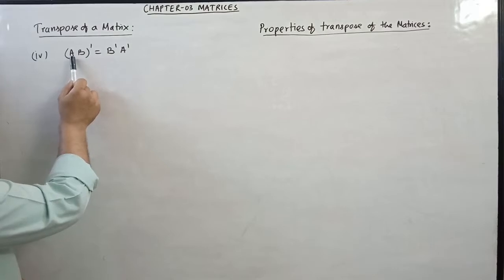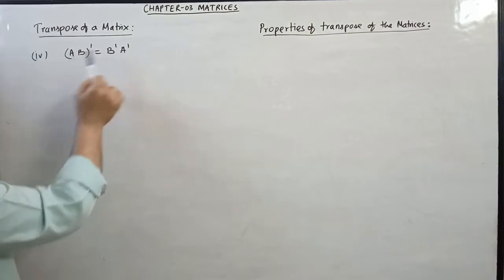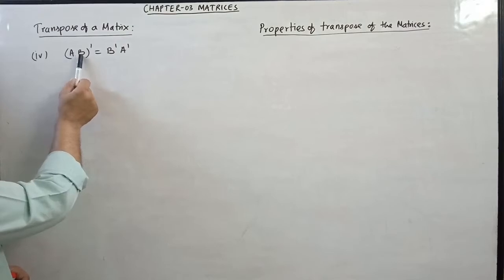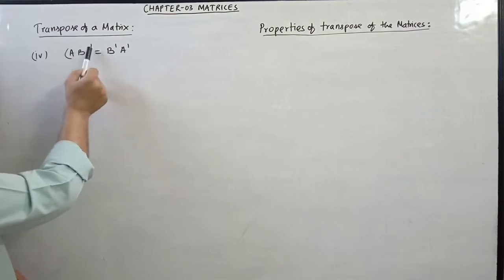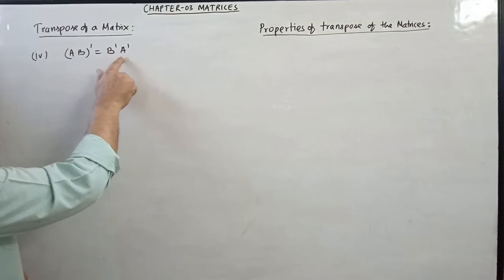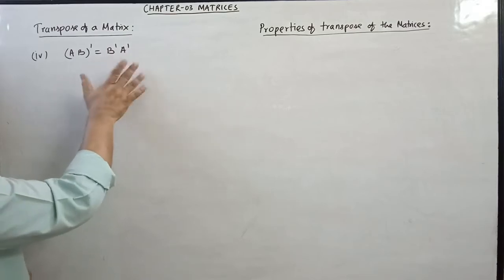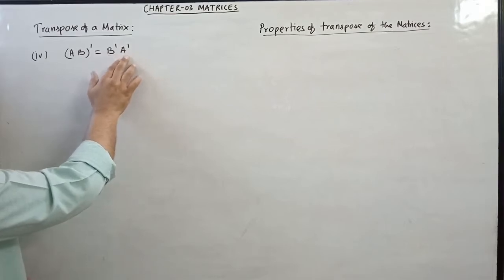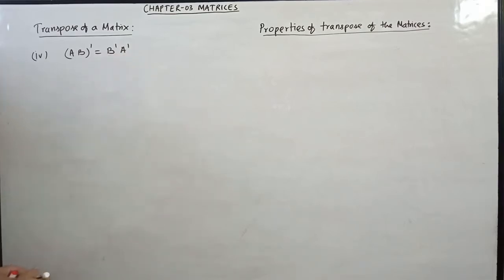Now we have the fourth property. Fourth property is A B whole dash is equal to B dash A dash. What is going on here? That you are multiplying matrix A by matrix B and then you are taking its transpose. And here in the right hand side we have taken the transpose of A and B separately and then we are multiplying B dash by A dash. Okay, so let's take an example.